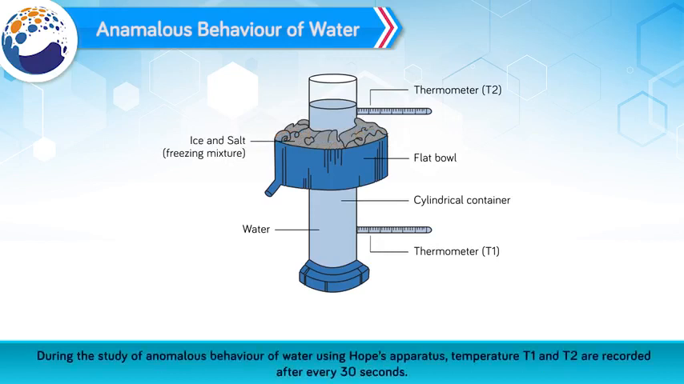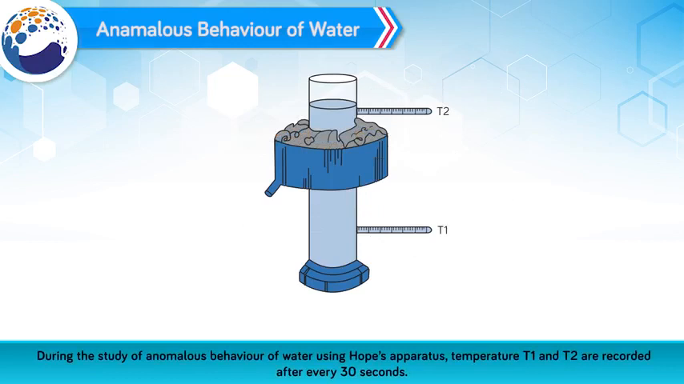During the study of anomalous behavior of water using Hope's apparatus, temperatures T1 and T2 are recorded after every 30 seconds.